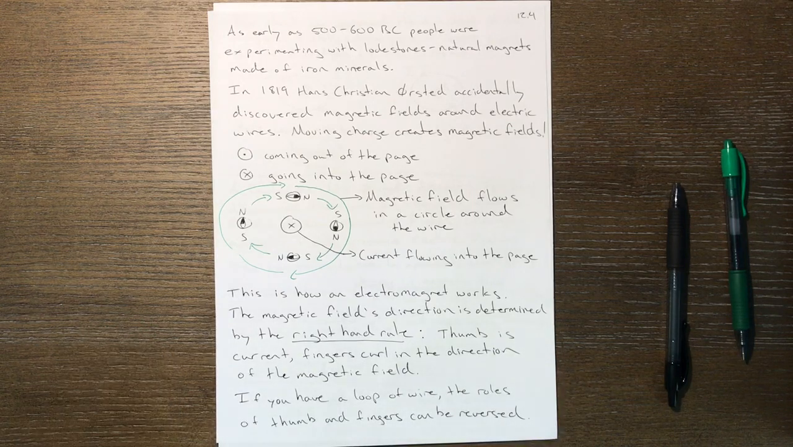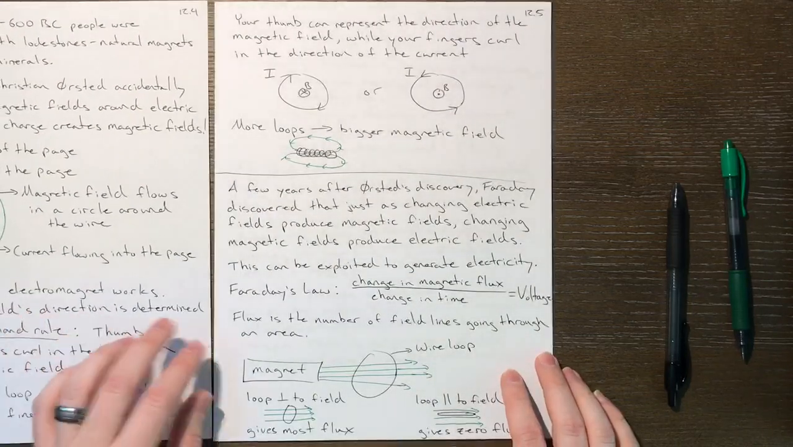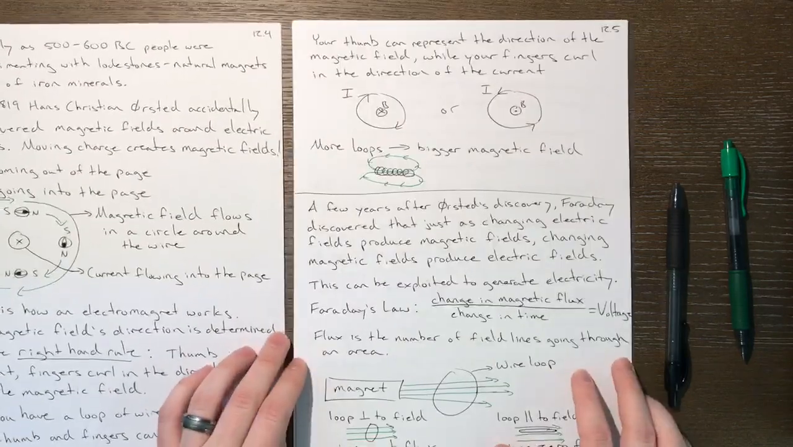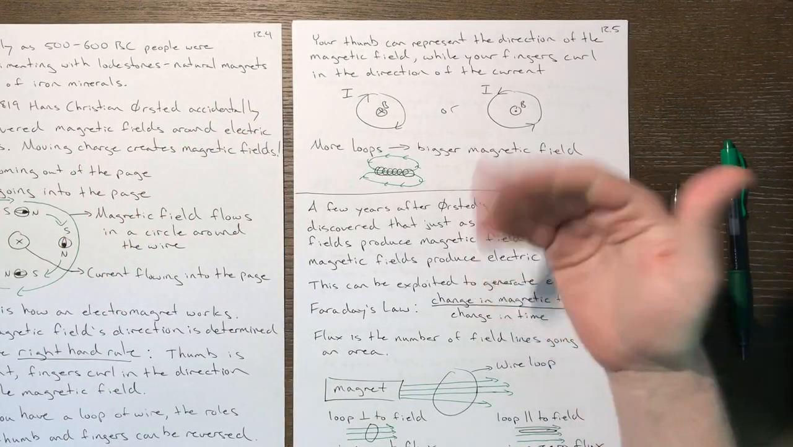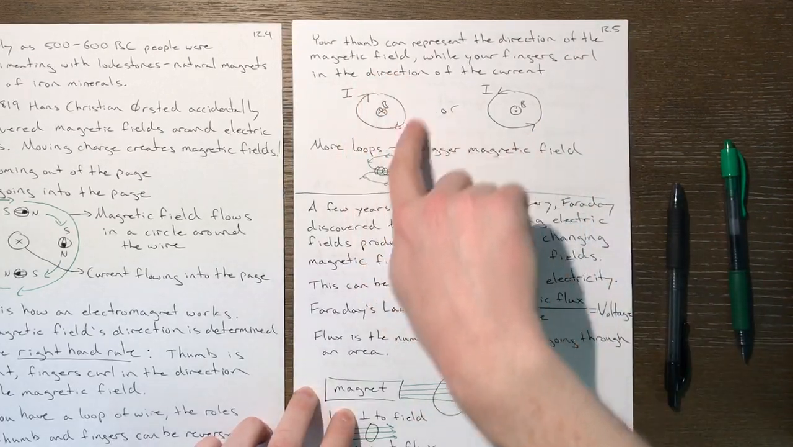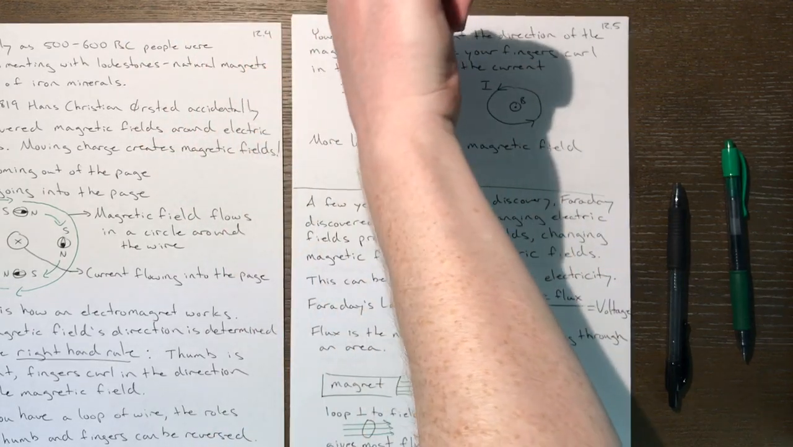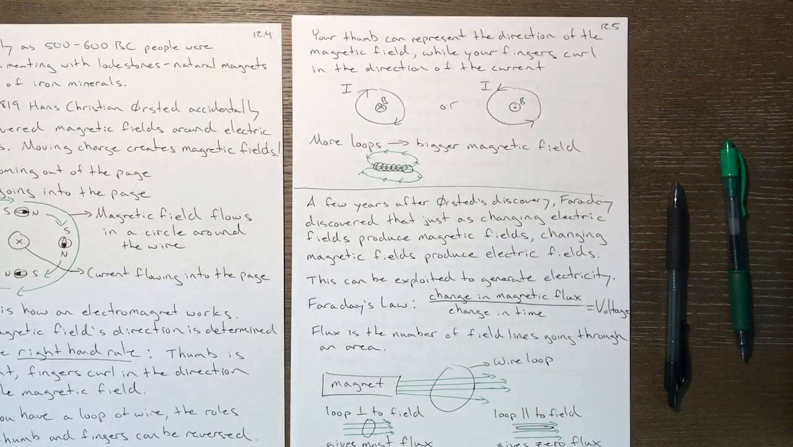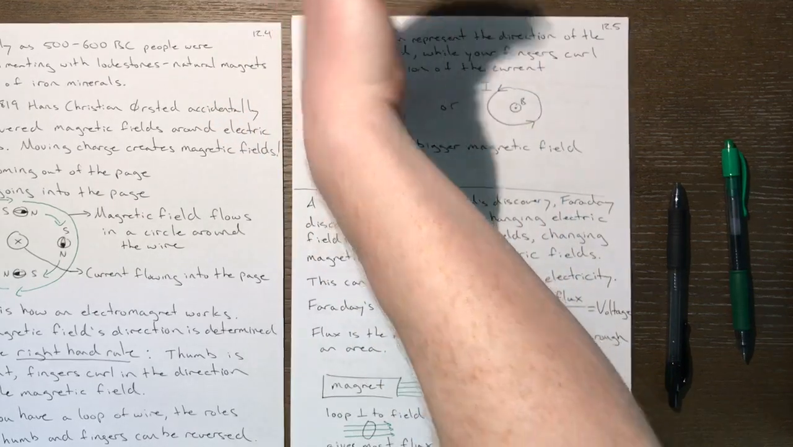And it turns out that if you have a loop of wire, you can reverse the roles of your thumb and fingers in the right-hand rule. It's all self-consistent. And I'll keep this handy just to point that out momentarily. So in that case, your thumb would represent the direction of the magnetic field, and your fingers curl in the direction of the current. So if we have current swirling around in a clockwise fashion, our fingers are the current, the magnetic field inside that loop would point into the page.